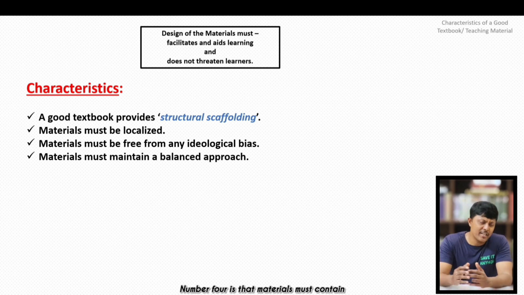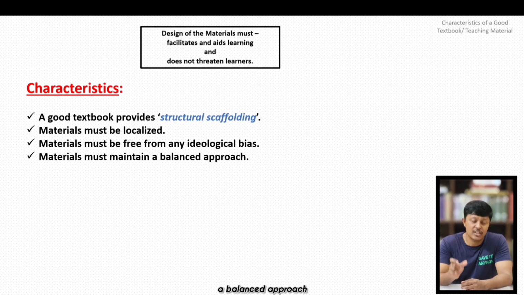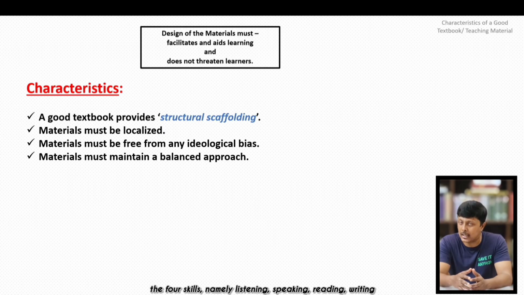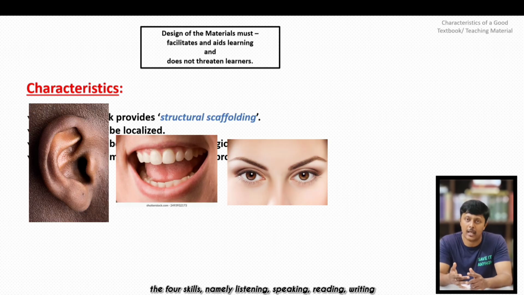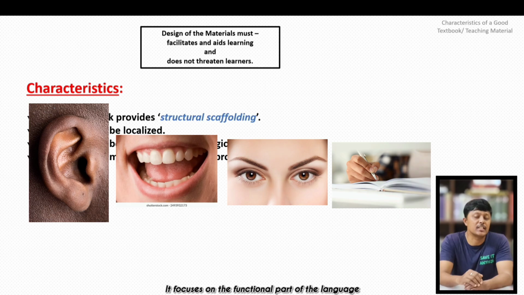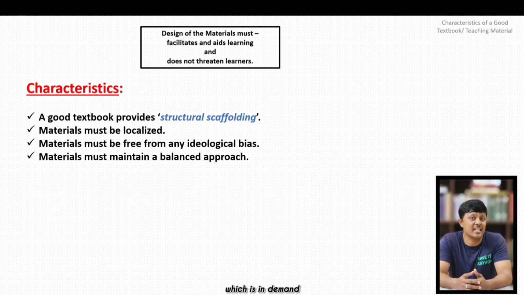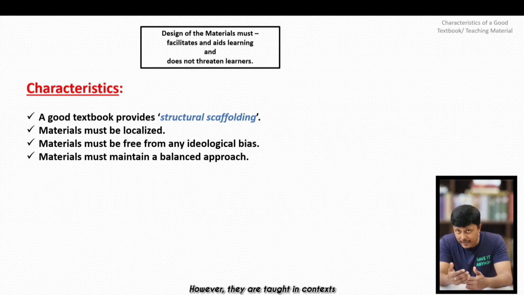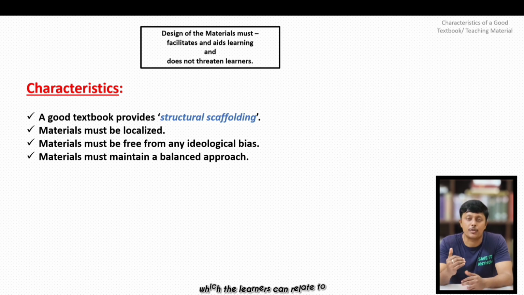Number four is that materials must contain a balanced approach. Balanced approach means that the learner will get knowledge about the four skills, namely listening, speaking, reading, writing. It focuses on the functional part of the language. It is not accuracy which is in demand. In this part, grammar and vocabulary are also taught. However, they are taught in context which the learners can relate to.